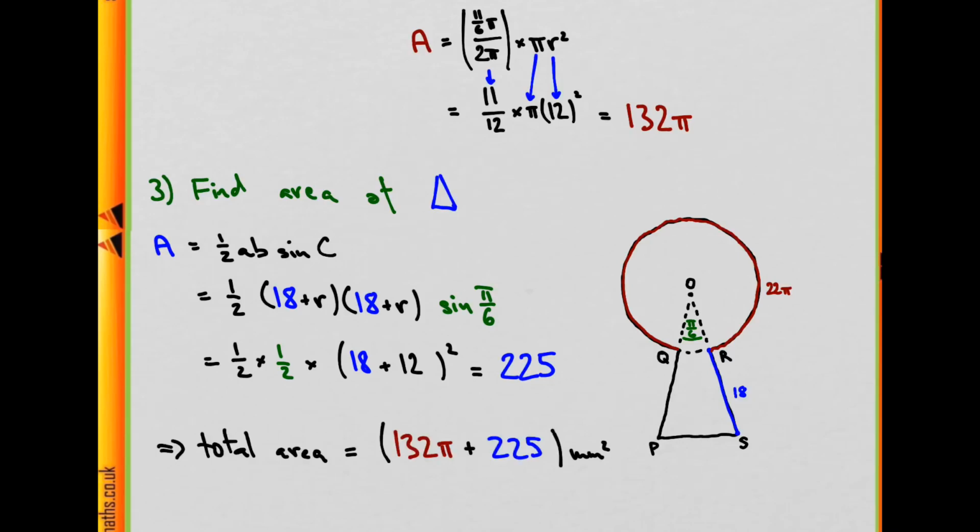So the total area of the keyhole is just the sum of the two areas which we have calculated, and that's 132 pi plus 225 millimeters squared. And in the exam, that was option C.